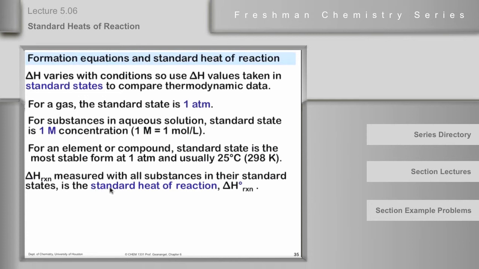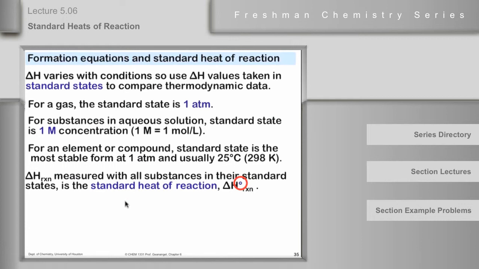So delta H's of reaction, measured with all the substances in their standard states, are given a special name. They're called standard reactions, and their heat is the standard heat of reaction, and it's given the symbol delta H naught, that little zero that looks like a degree Celsius sign. That means standard state. Okay, there it is. You see the red circle around it. And so delta H naught of reaction is the delta H for a reaction carried out with the substances in their standard state.